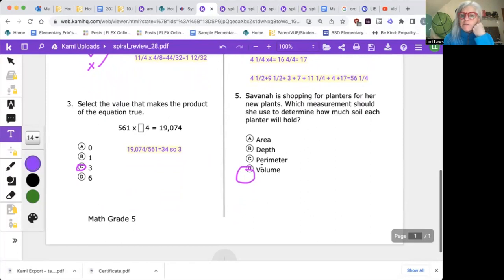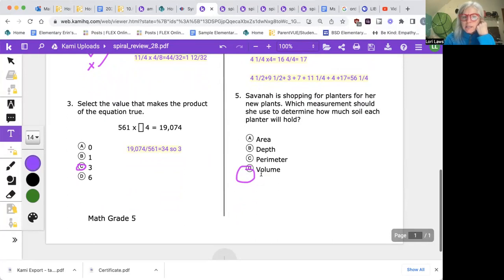Number 5, Savannah's shopping. She's getting a container. She needs to know how much soil. She's going to need to use volume. So 5D.